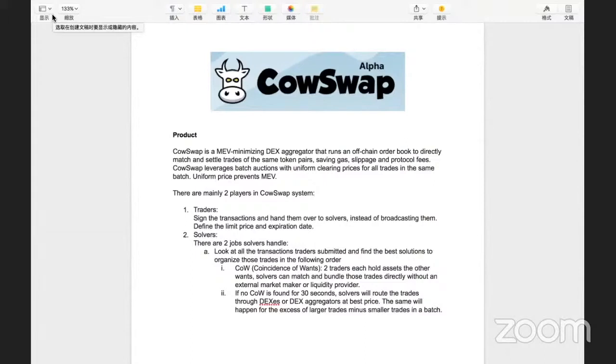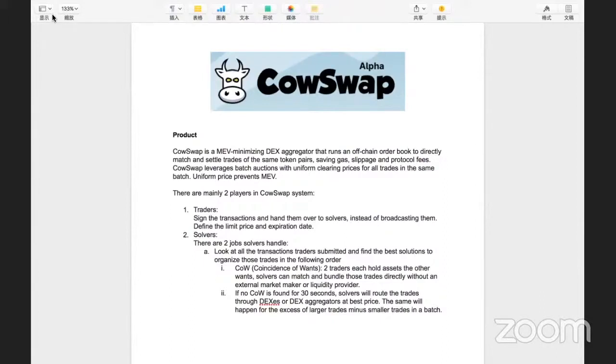Instead of having them tap into something like a Uniswap pool separately, CowSwap can actually match those trades in opposite directions and then bundle them together to let users trade with each other, and that saves slippage, saves gas fees, saves MEV.